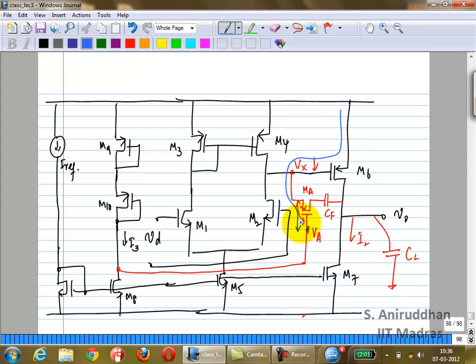What is VA? VDD minus VSG6 minus VSGA. Correct? What is it? VDD minus VSG9 minus VSG10. If I make sure that these two have the same VSG, the currents can be different, but I can size them such that the VSGs are the same. If I do that, then M10 and MA will have the same VSG. Okay?